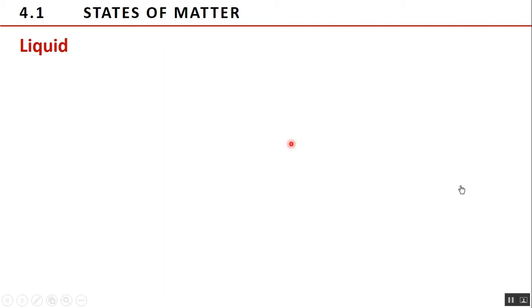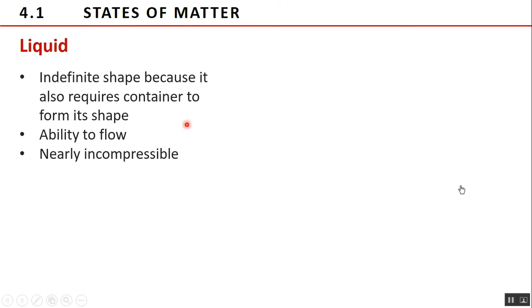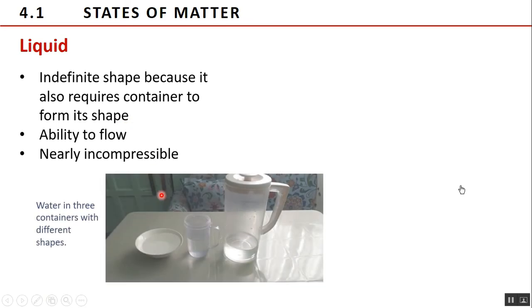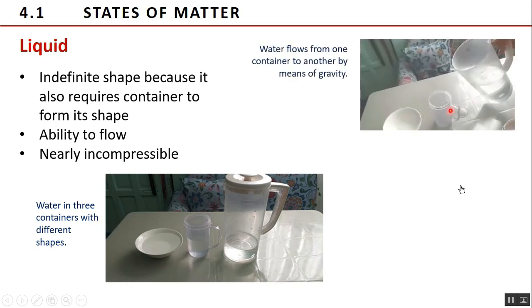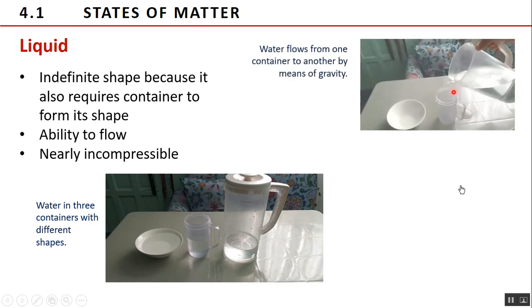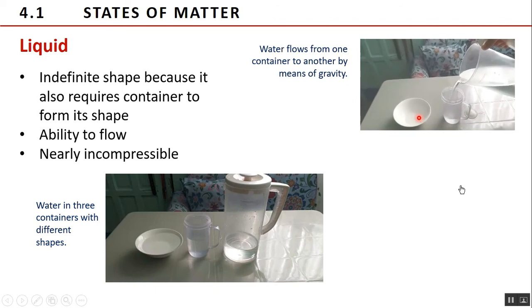Another state of matter is liquid. Like gas, liquid has indefinite shape because it also requires a container to form its shape. This figure shows an amount of water in 3 containers in different shapes. Liquid has also the ability to flow, therefore, liquids are considered fluids. In this video, we see that water flows from one container to another by means of gravity.